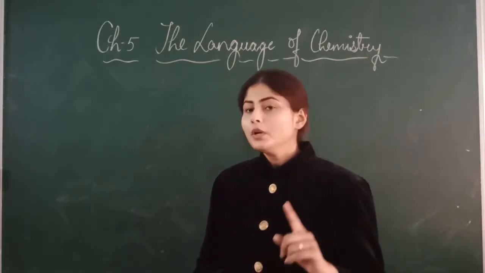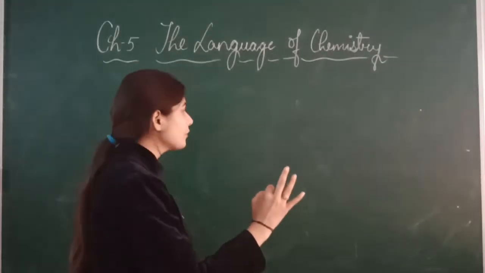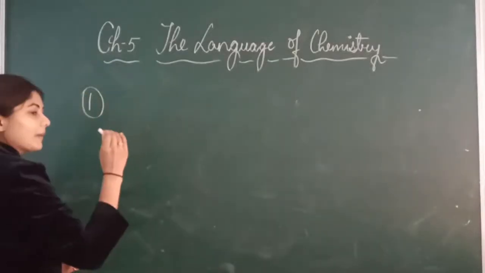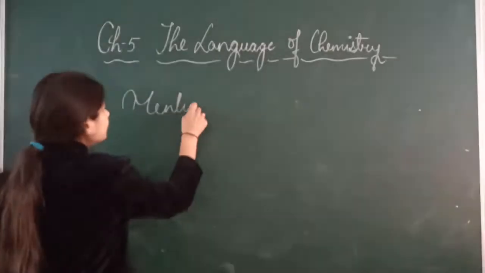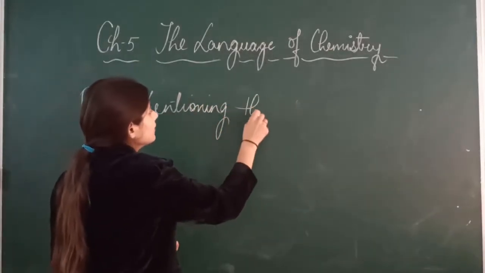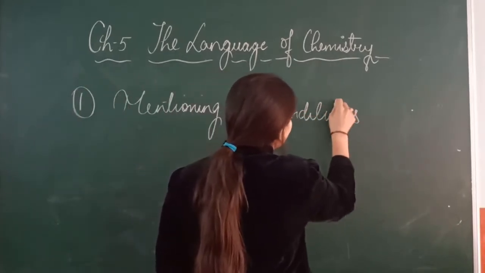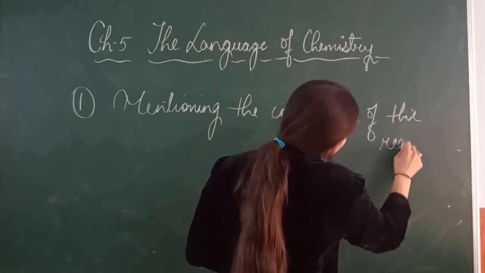As I told you, there are three ways to make chemical reactions more informative. The first one is mentioning the conditions of the reaction.